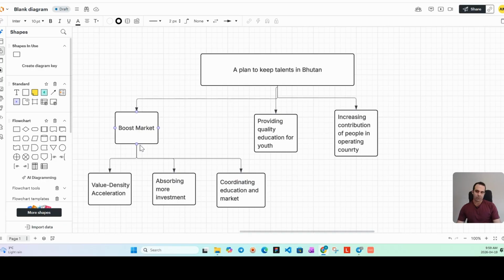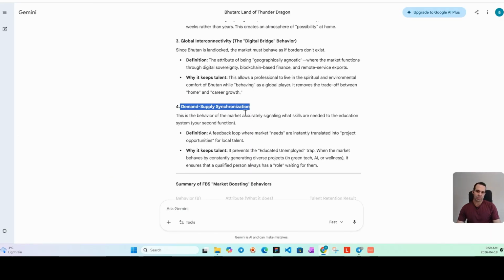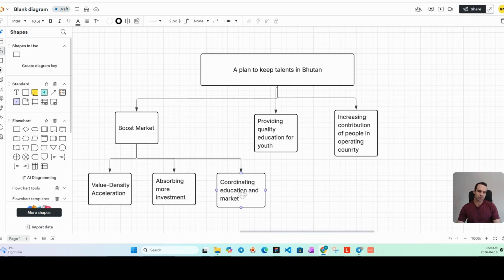Synchronization, yes. If we're coordinating education and market, we have highly qualified people, and then investors are encouraged to invest in specific projects or a specific industry if we have many experts there. So we can say that one.